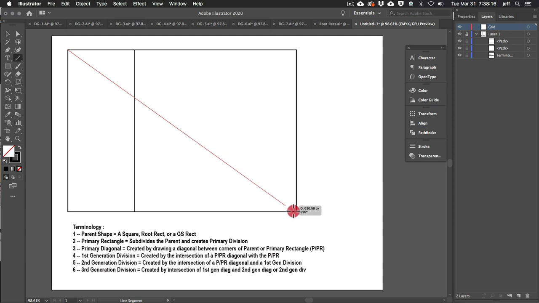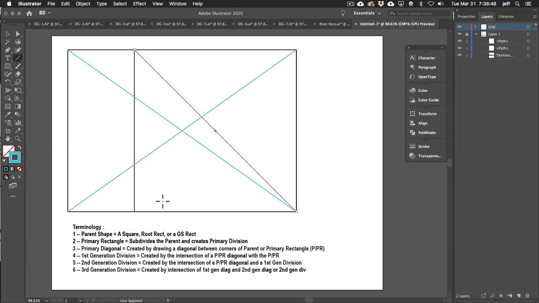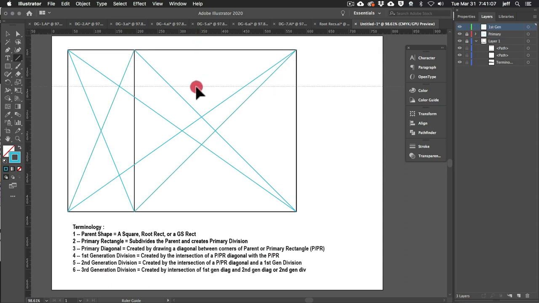We have the diagonal of the parent shape, and you have the same diagonal here, okay? These are what's known as primary diagonals, okay? You also have the primary diagonals of the primary rectangle, okay? So we have these diagonals. And you have the remaining space that's left over, but these are the first things that you want to do. Okay, these are all your primary diagonals. You can start by pulling things out, right? This is a very strong first generation division.